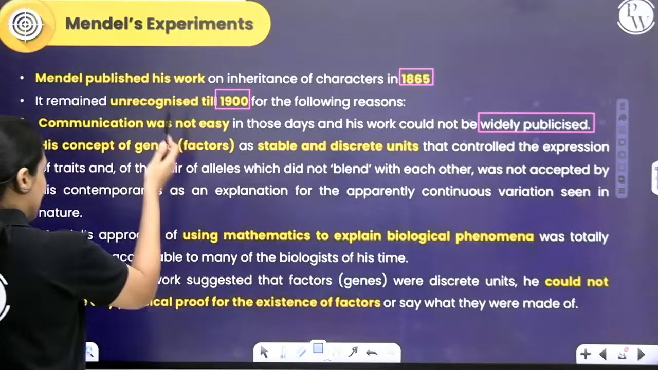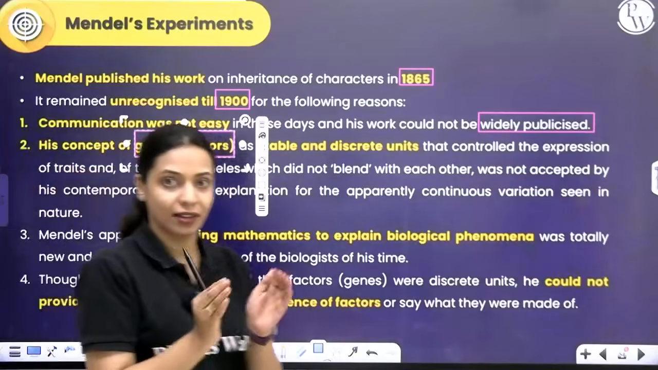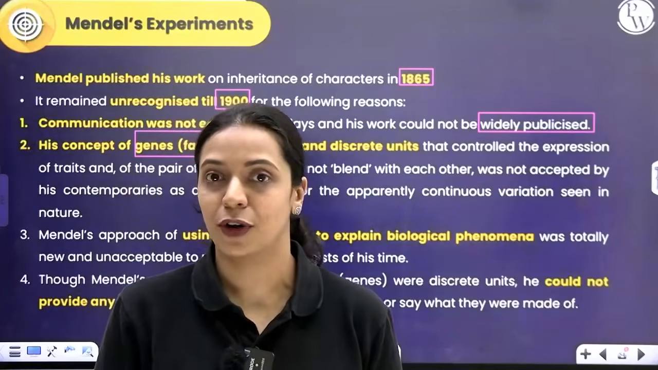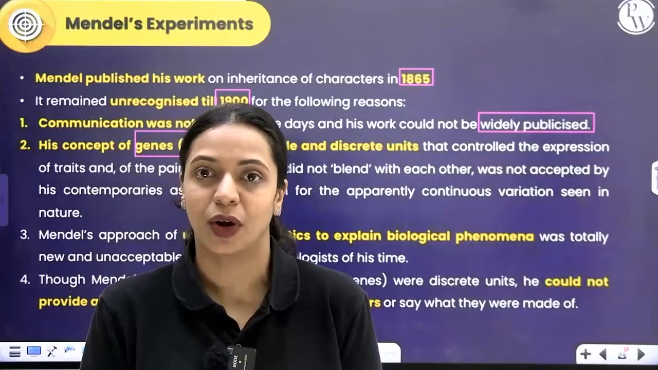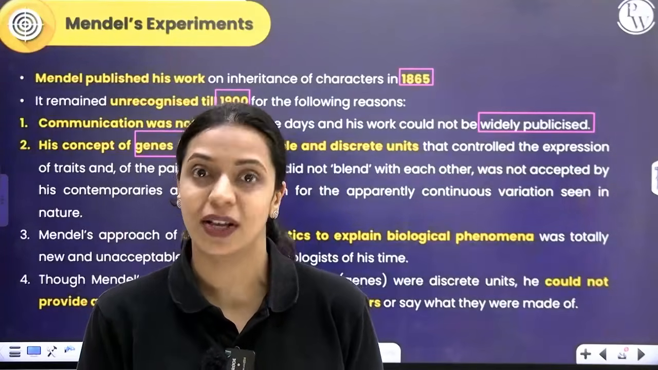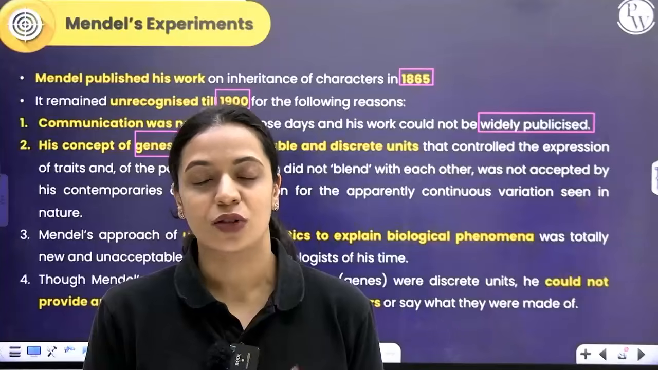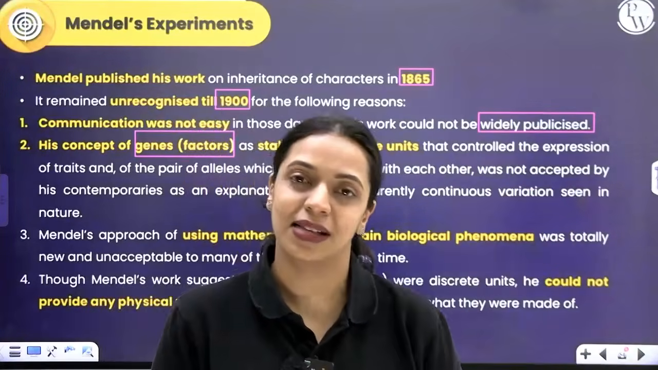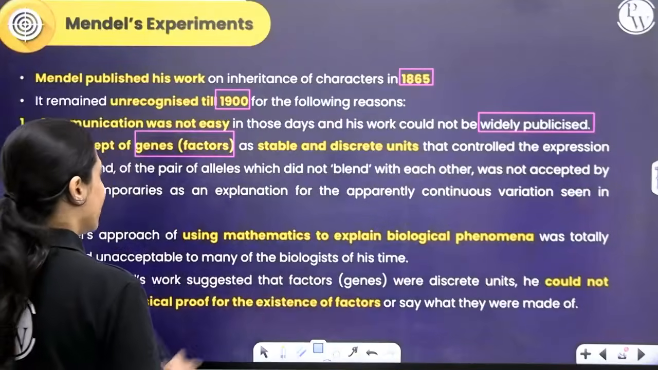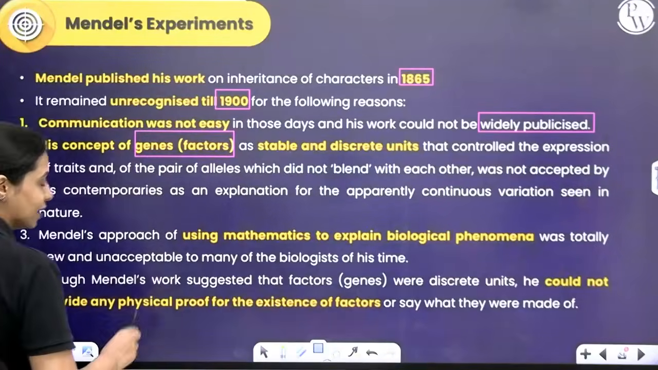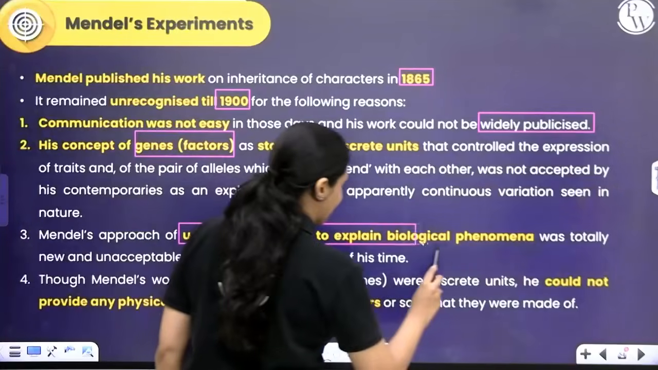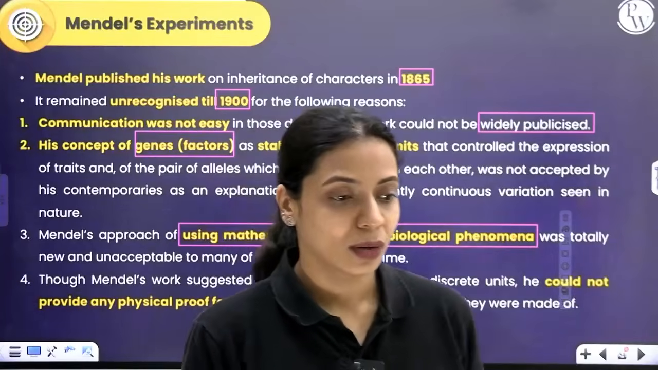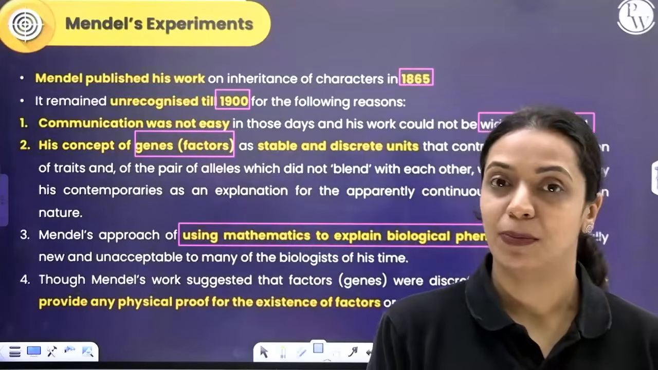Secondly, he said that genes or factors, as he called them, are discrete units. They don't change. They are passed on as they are from the parents to the offspring via the gametes. Many people did not accept that because in nature you see so much variation. If the genes or alleles or factors are passed on as they are, then how is it that there is so much variation in nature? That is something many people could not comprehend. And thirdly, he used mathematics, like I mentioned earlier, to explain biological phenomena, which was very new at that time, and people did not accept it.